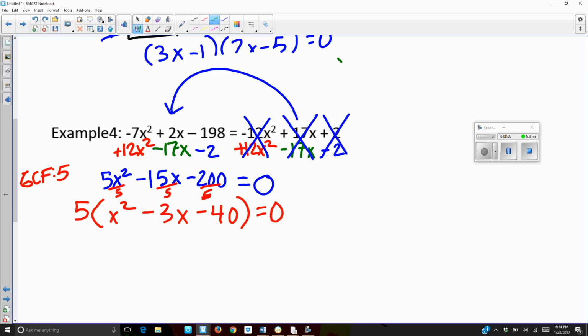Since the 5 does not have an x in it, and our goal here is to solve these problems, we don't really even need it in the problem anymore. All we need to do now is factor x squared minus 3x minus 40. Let's go ahead and pause the video and factor that using the box method and then solve that problem.